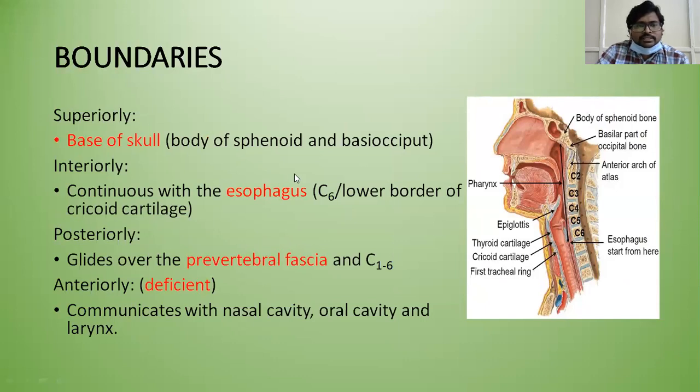Boundaries of the pharynx. Superiorly, as we discussed, it is formed by the base of the skull, which is formed by the body of the sphenoid and basilar part of the occipital bone. Inferiorly, it is continuous with the esophagus at the level of C6 or the lower border of the cricoid cartilage. Posteriorly, it glides over the prevertebral fascia and extends from C1 to C6. Anteriorly, the wall is deficient, so it communicates with the nasal cavity, the oral cavity and the larynx.